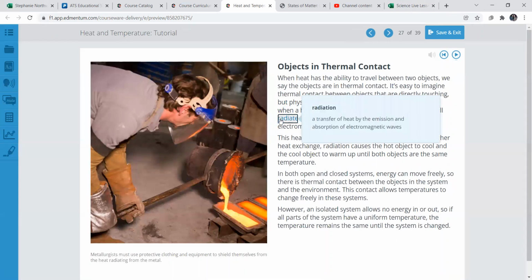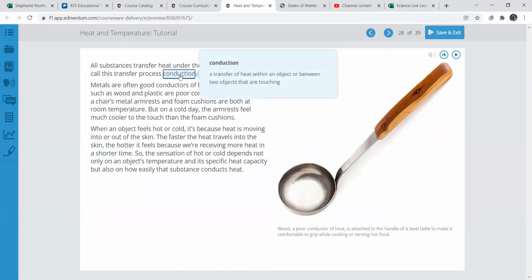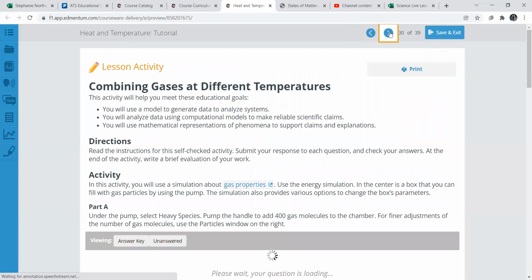Radiation: transfer of heat by emission and absorption of electromagnetic waves. Conduction: transfer of heat within an object or between two objects that are touching. Gives you a couple examples.